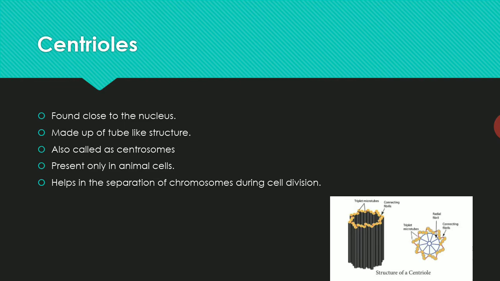These centrioles are mostly made up of tube-like, stick-like structures, which is shown in that picture. They are also called centrosomes, and they are present only in an animal cell. Centrioles can be seen only in an animal cell and not in a plant cell. For example, a chloroplast can be seen only in a plant cell but is absent in an animal cell. Centrioles are the same way: present in an animal cell and absent in a plant cell.